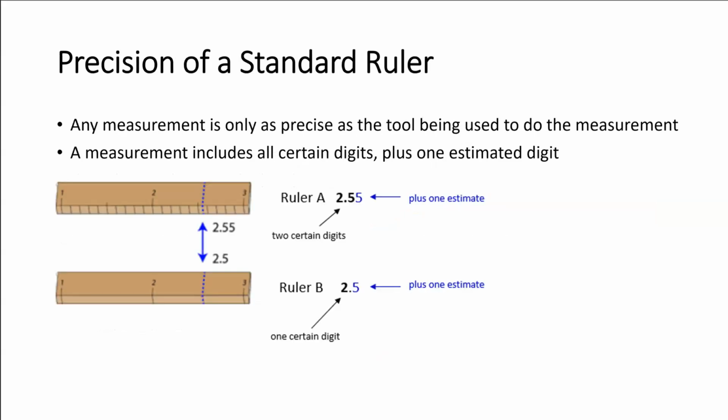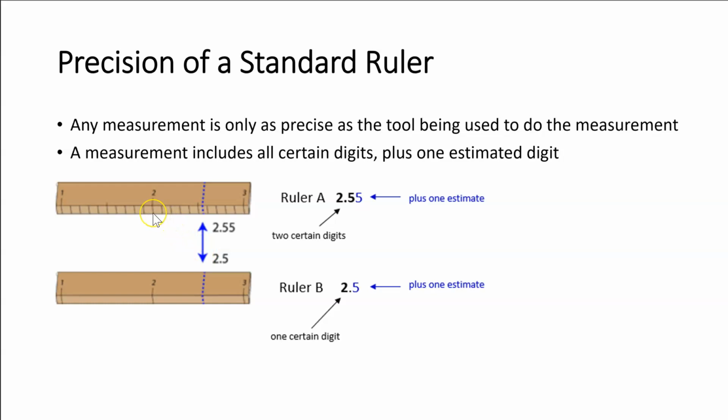Any measurement you make is only as precise or as good as the tool you're using to do that measurement. And any measurement will contain digits you know for certain, plus one digit that you're estimating. Let's look at these two rulers. They're measuring the same thing. Okay, they're measuring some object that goes up to this blue line here.